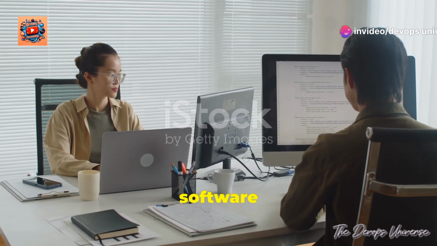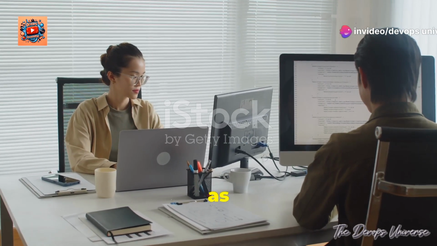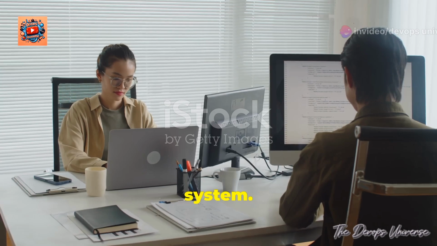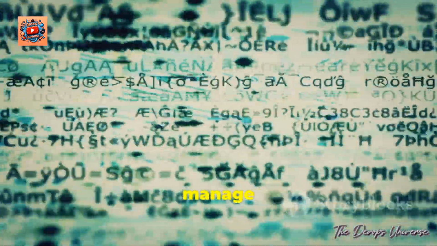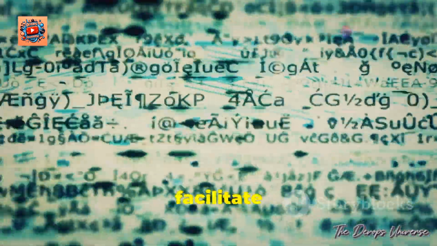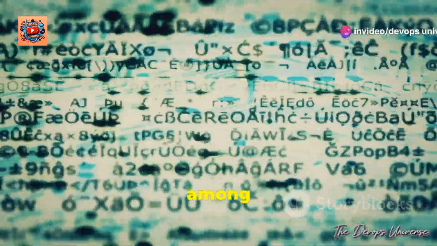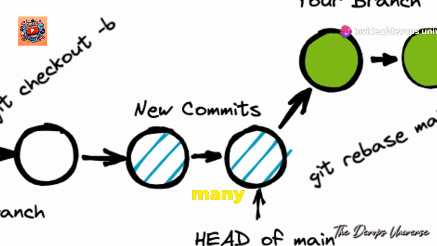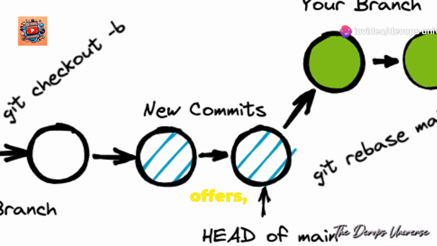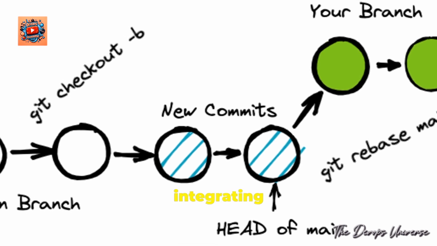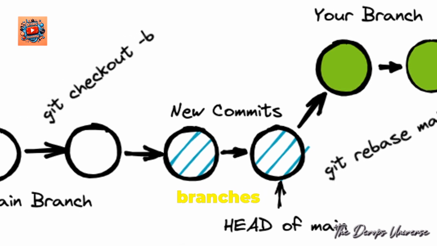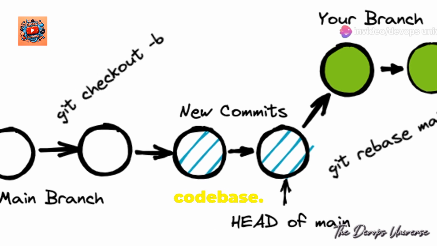In the world of software development, Git reigns supreme as the go-to version control system. Its power lies in its ability to track changes, manage different versions of code, and facilitate seamless collaboration among developers. Among the many powerful features Git offers, merging and rebasing stand out as essential tools for integrating code changes from different branches into a main code base.